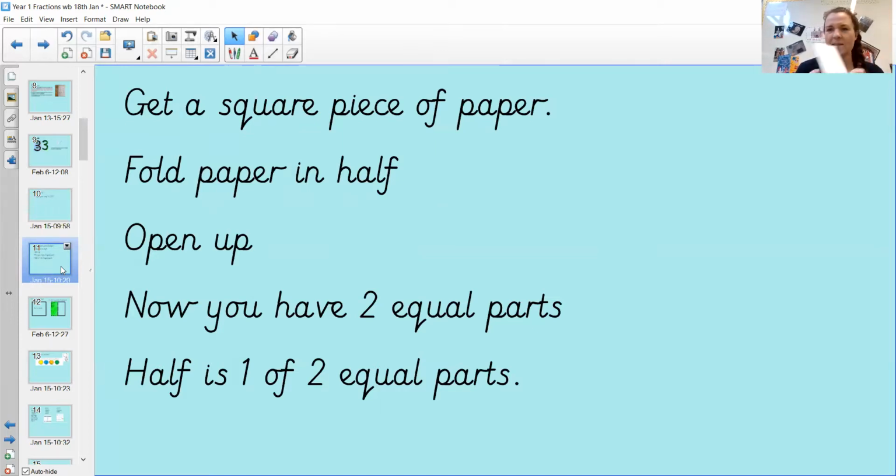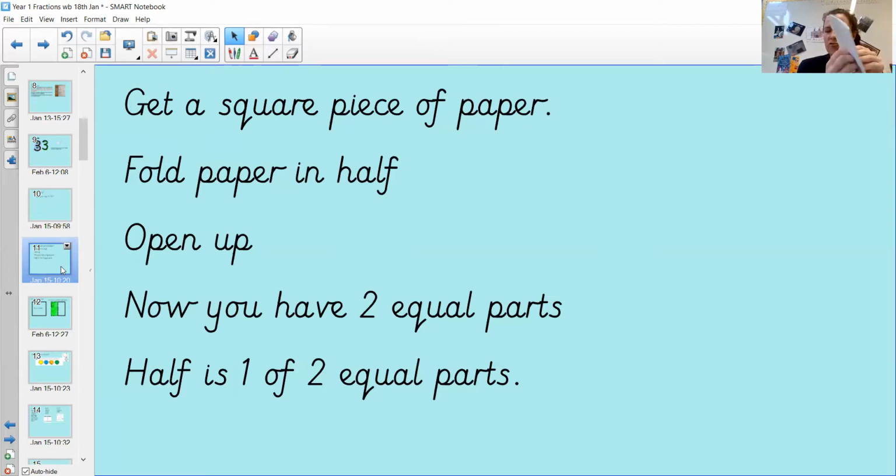So you get a square piece of paper, and as you can see with my square bit of paper, I have folded it in half. Now, when you fold pieces of paper in half, it's really important you match up all the edges. So you make sure that all the corners meet up, because it's really important we're trying to make equal parts today.